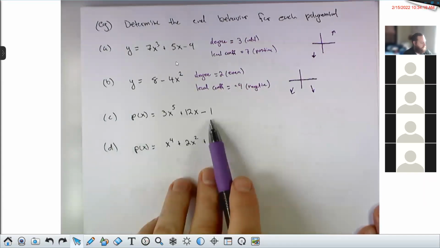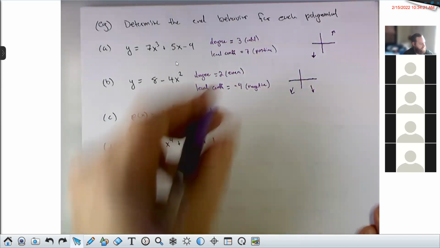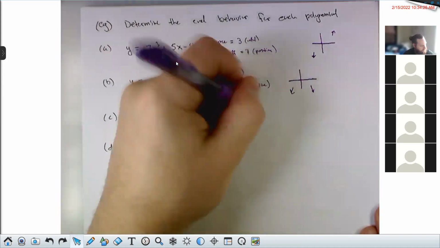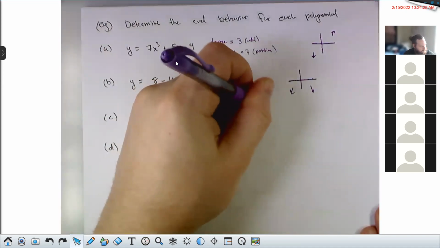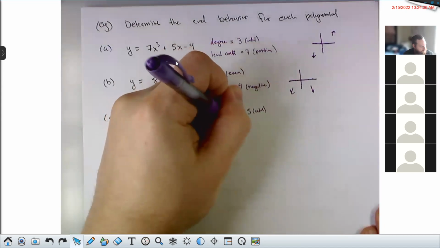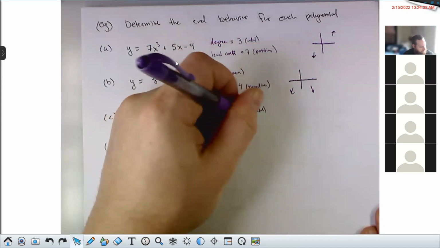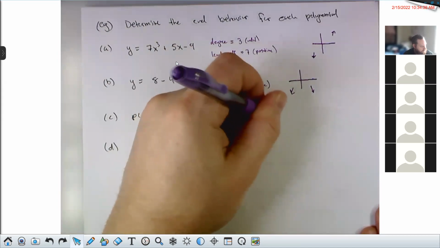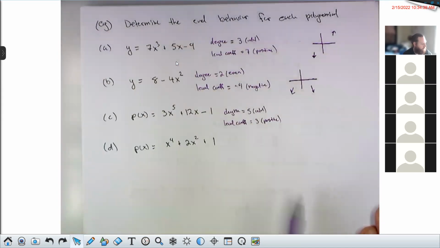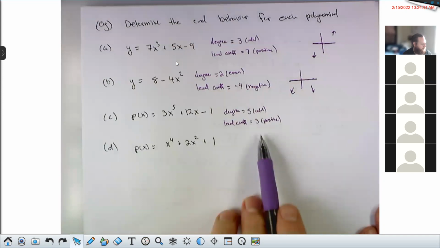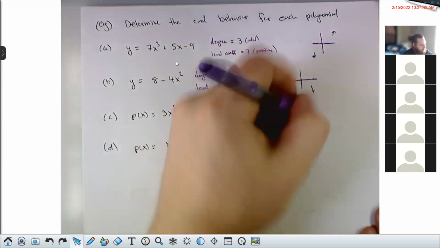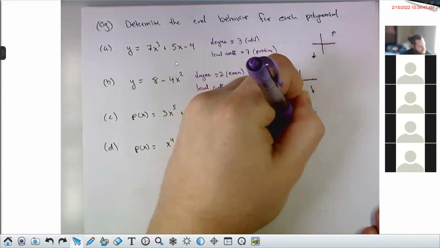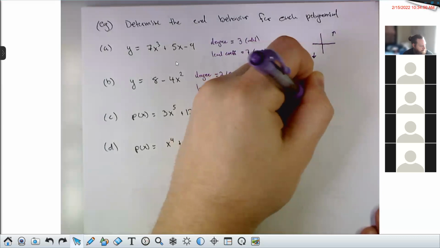This next fellow is an odd degree with a positive lead coefficient. The degree is 5, which is odd. The lead coefficient is 3, which is positive. So again, we have an odd degree and a positive lead coefficient, and it will be the same as this guy. Down on the left, up on the right.